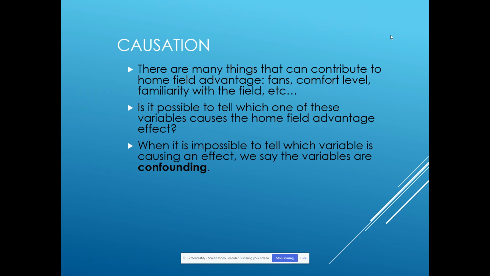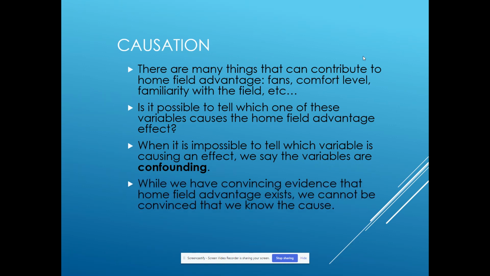It's impossible to tell, so we say that the variables are confounding. Yes, we know that there's a difference, but it's confounding. We can't say specifically what the cause is. So convincing evidence exists that home field advantage was there, but no, we can't say why.